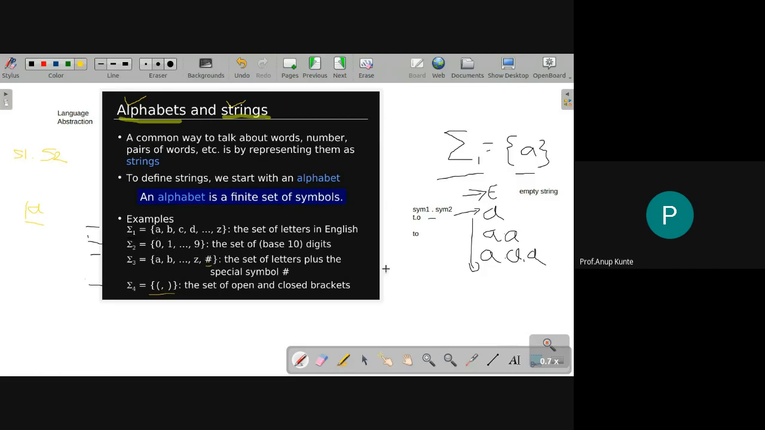Now, if out of the compositions that I can create using the alphabet symbols, I choose certain things and create a set out of that, this set will be referred to as a set of strings from the alphabet. For example, we'll just go to the next page.